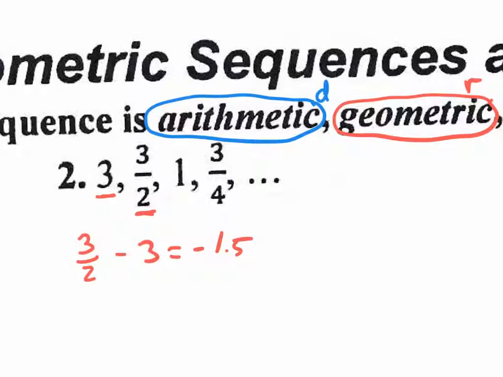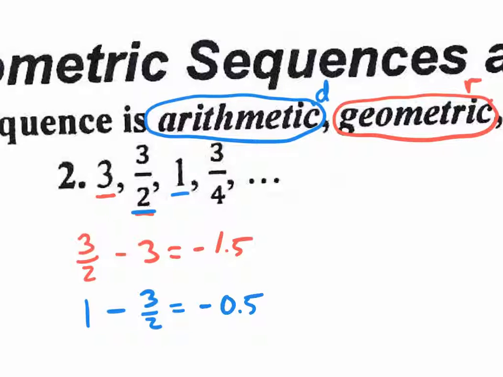So if it's a common difference, I say difference because we're trying to subtract here, it should also be true between all of the terms. So if I were to take 1 and subtract the previous one from it, let's do that. I want to do this one in blue. 1, take away 3 halves. So that's 1 minus 1.5, which will be negative 0.5 if you do that on a calculator.